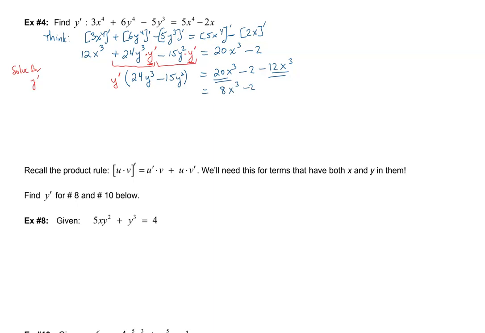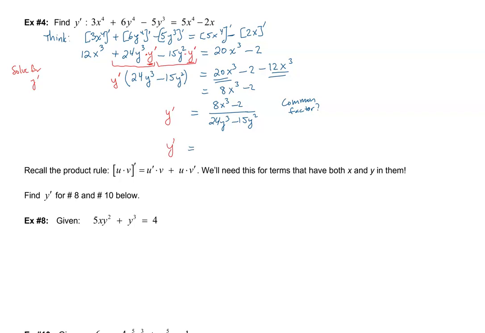So then, our like terms, we could combine. So now I can just go ahead and divide by this bit that I factored out a y prime from. I can divide by all this stuff in the parentheses. So for an answer, y prime will equal 8x cubed minus 2 over 24y cubed minus 15y squared. And then common factor is always a possibility. These things rarely reduce, but sometimes they do. So you might want to go ahead and factor to see if this reduces at all.